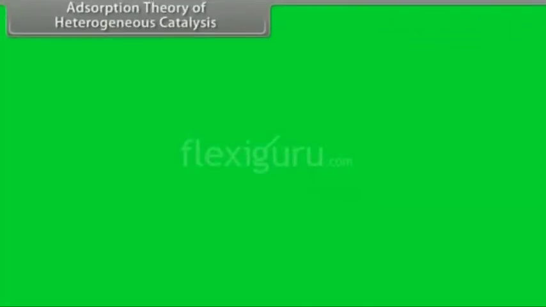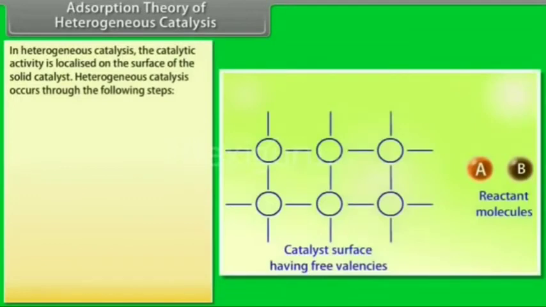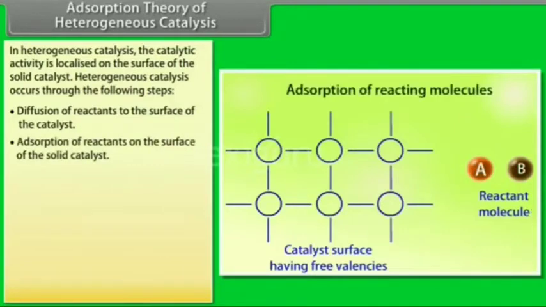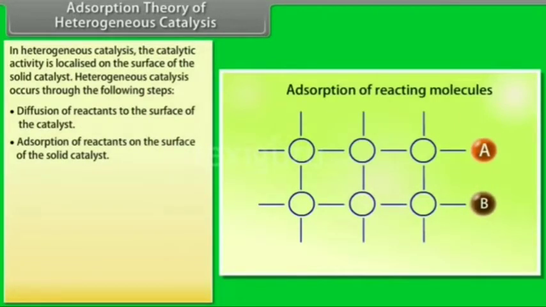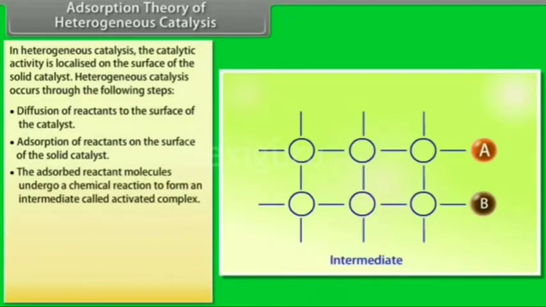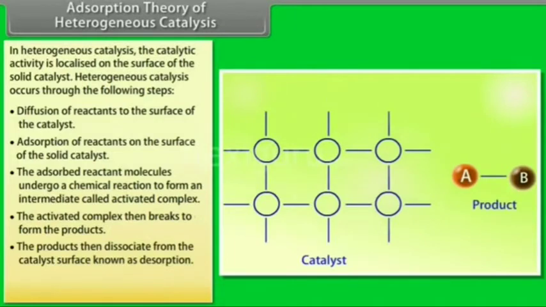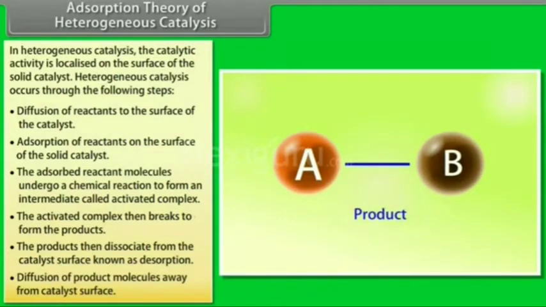Adsorption theory of heterogeneous catalysis. In heterogeneous catalysis, the catalytic activity is localized on the surface of the solid catalyst. Heterogeneous catalysis occurs through the following steps: diffusion of reactants to the surface of the catalyst, adsorption of reactants on the surface of the solid catalyst. The adsorbed reactant molecules undergo a chemical reaction to form an intermediate called the activated complex. The activated complex then breaks to form the products. The products then dissociate from the catalyst surface, known as desorption. Diffusion of product molecules away from the catalyst surface.